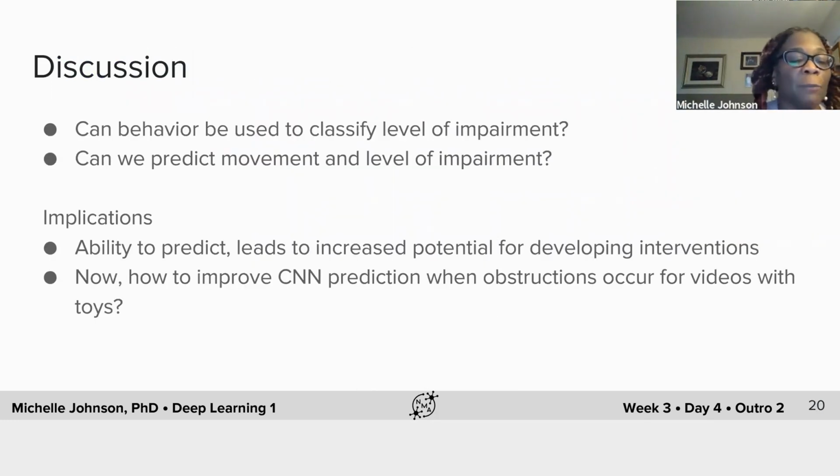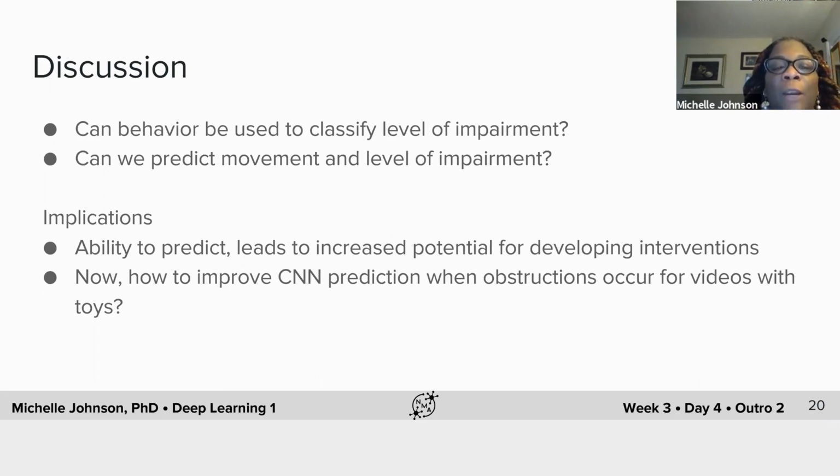So in the results, we asked ourselves, can infant behavior be used to classify level of impairment? And the answer would be yes. This, you could argue, is an example of the encoding process, where we're looking at external behavior and trying to predict something about the brain state. We were able to predict somewhat the movement and relate the movement to the level of impairment in terms of risk. We weren't able to do it as well as we wanted to.